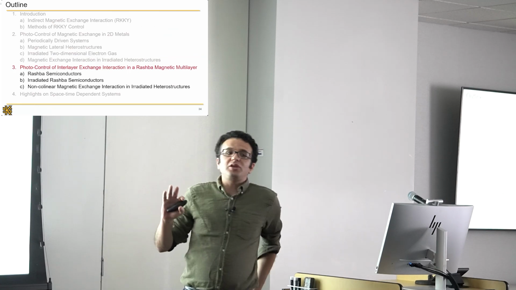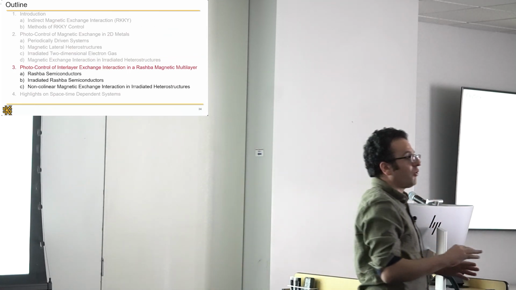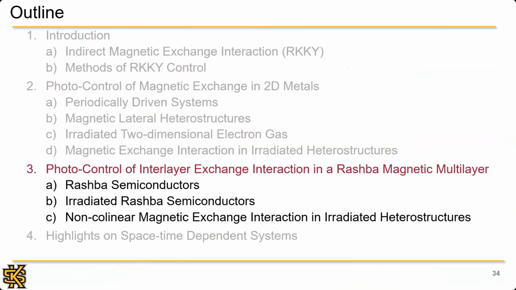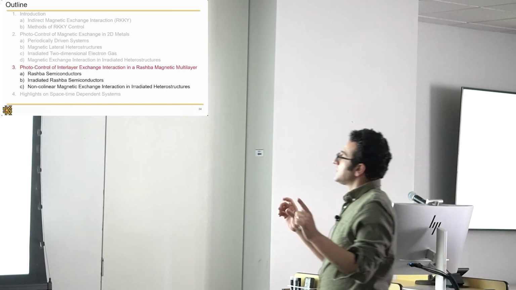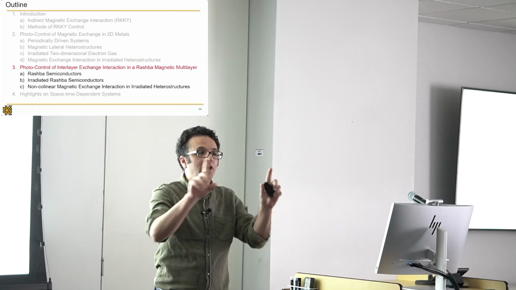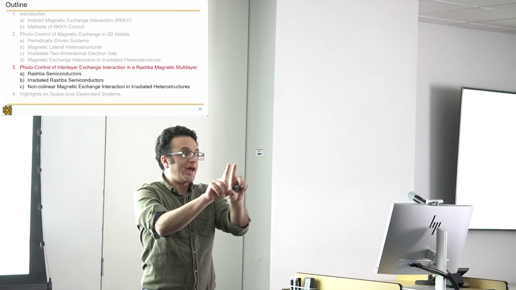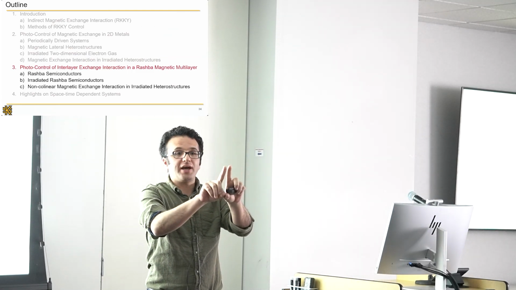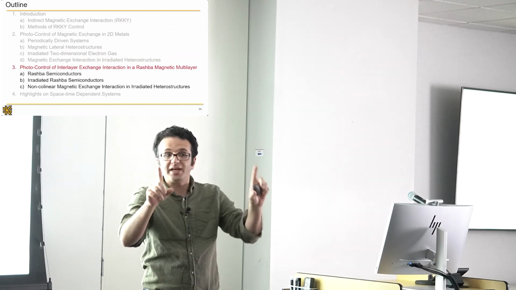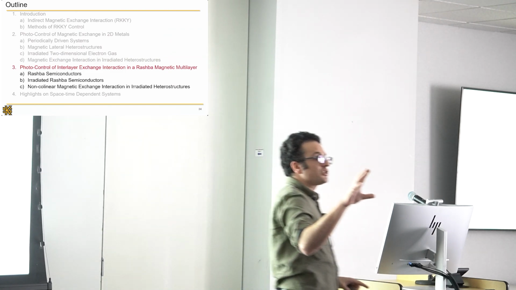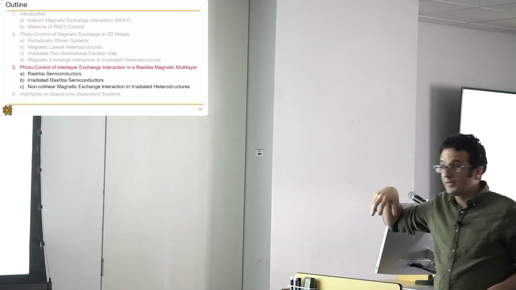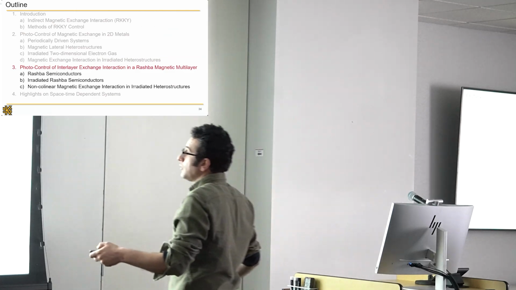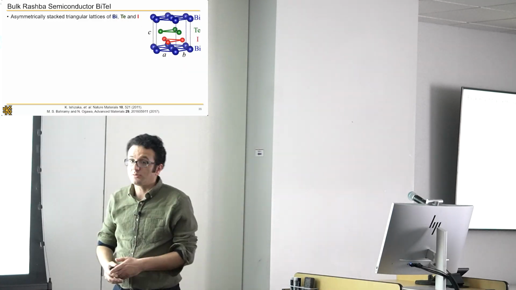So now, as you noticed, whatever I said before was for spinless electrons, meaning I didn't have any spin-orbit coupling. And all the RKKY interactions that happen were collinear type of interactions, meaning S dot S. I didn't have any non-collinear, meaning S cross S type of interactions. So now the question is, can I generate non-collinear interactions just by simply shining light on a material? Okay, but for that we need to introduce something called the Rashba semiconductors.